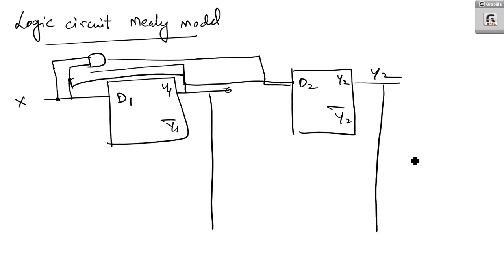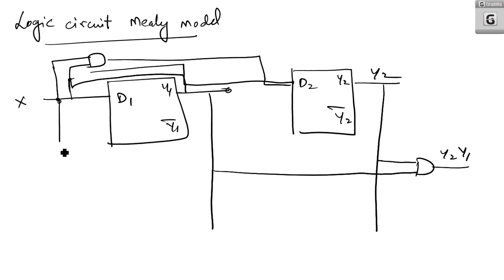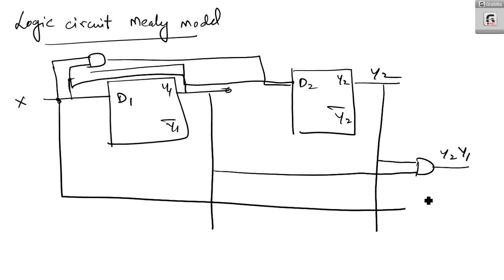Now here if I need to AND Y2 and Y1, you will get Y2 Y1. Then I am taking H also and barring it, and taking the sum of these two. So here my output, say T, is equal to H bar or Y2 Y1.